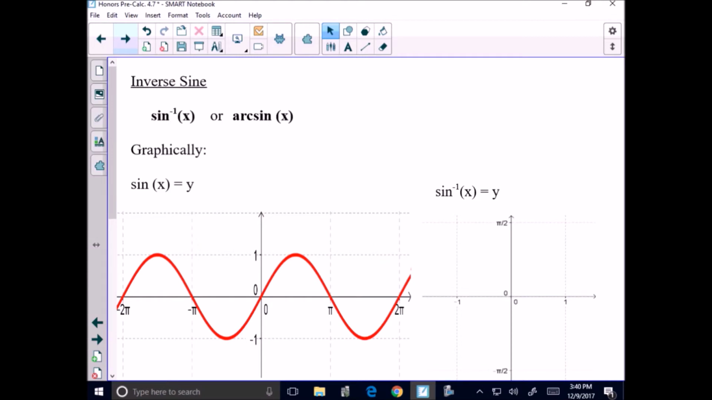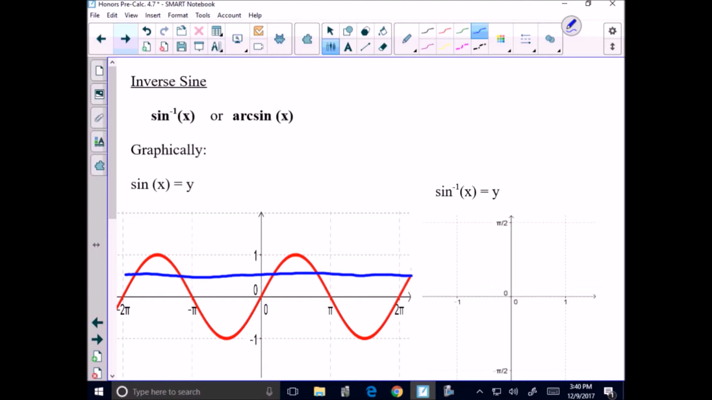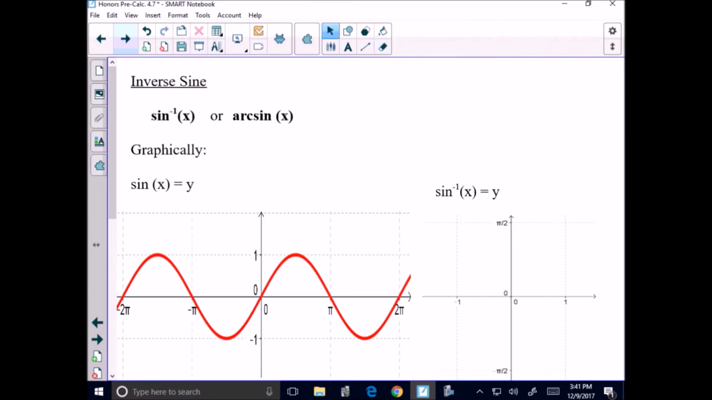Right? So right here we're looking at inverse sine or arc sine, and if we look at the graph of sine, clearly the graph of sine, this repeating wave, fails the horizontal line test. So in general what we can say is that this function is not one-to-one, and so its inverse is not going to be a function.